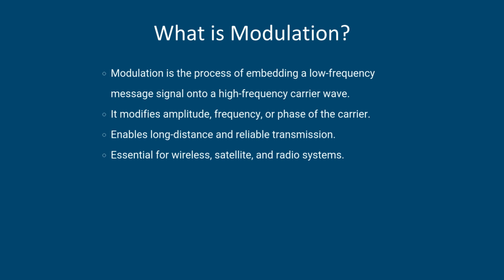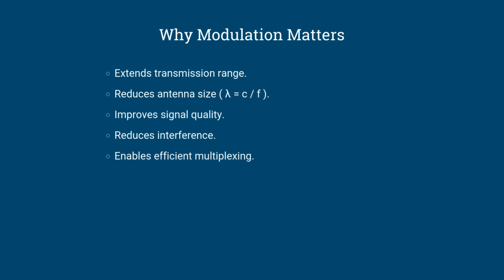An easy analogy is this: it is like placing a letter inside a fast moving delivery vehicle. The vehicle helps the letter travel quickly and safely to its destination. Similarly, the carrier wave carries our information. Modulation is extremely important in communication systems.